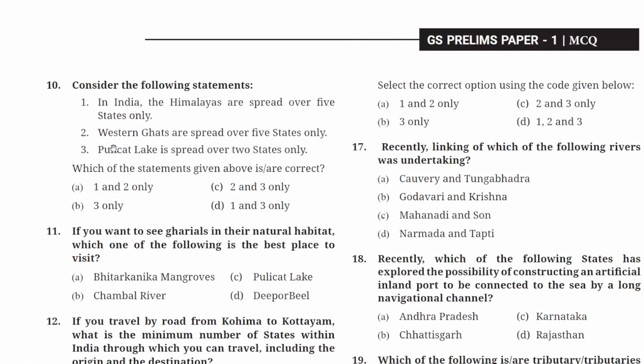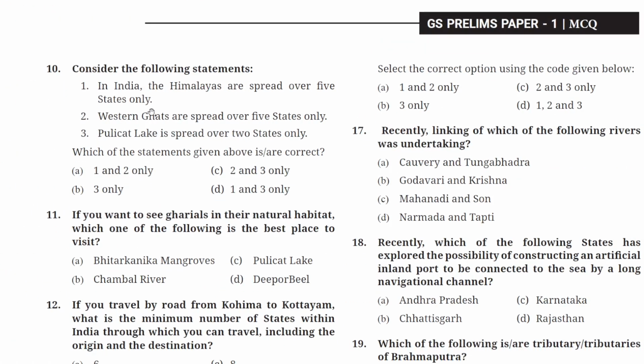Question number 10. Consider the following statements. In India, the Himalayas are spread over five states only. No, that is the wrong answer. The Himalayas in India are spread over Himachal Pradesh, Uttar Pradesh, Sikkim, Assam, West Bengal, Arunachal Pradesh. So almost six. Some extents are seen in Punjab and Haryana also. So seven and eight also. So one option is wrong.